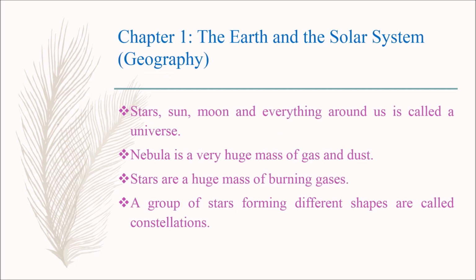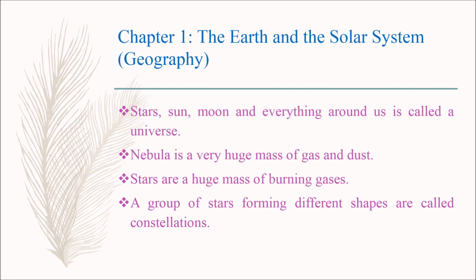Next, we are going to revise the first chapter in geography, which is the Earth and the solar system. Let's see the gist of the lesson. Stars, sun, moon and everything around us is called a universe. Next, we have nebula. Nebula is a very huge mass of gas and dust. Here, huge means extremely large.